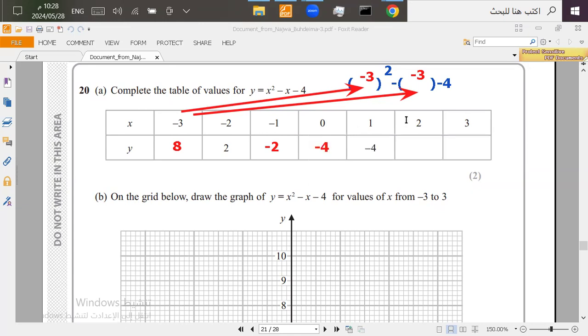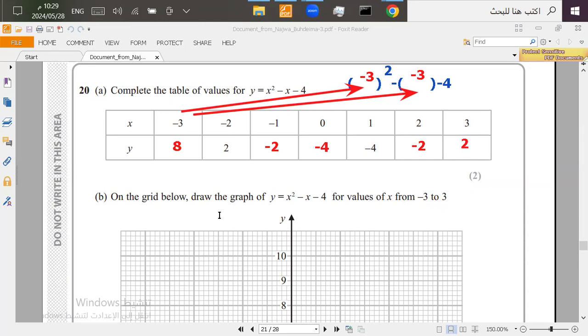And then next I put 2, 2 here and 2 here. I get -2. And then I put 3, so I put 3 here and 3 here. And the answer is 2. And by that, I finished the whole table.